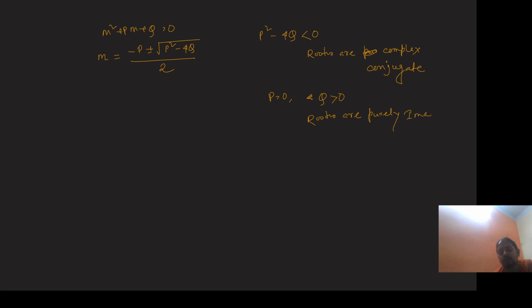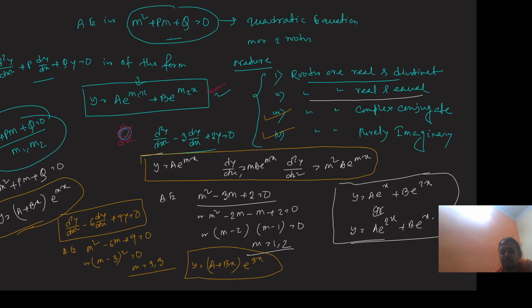So purely imaginary. And here you can also note one thing: in the previous slide I showed that roots are real and distinct and roots are real and equal. That means if we take m squared plus pm plus q is equal to 0 and the roots minus p plus minus root over p squared minus 4q by 2, for real and distinct, p squared minus 4q is greater than 0. And for real and equal, p squared minus 4q is equal to 0.